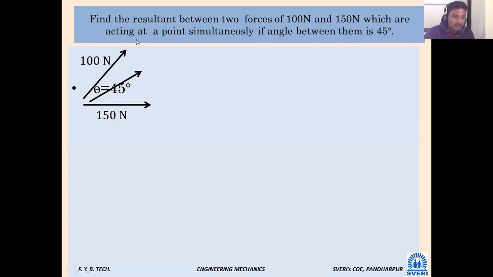Find what the statement is. Will someone read it loudly? Find the resultant between two forces of 100 Newton and 150 Newton, which are acting at a point simultaneously, if the angle between them is 45 degrees.